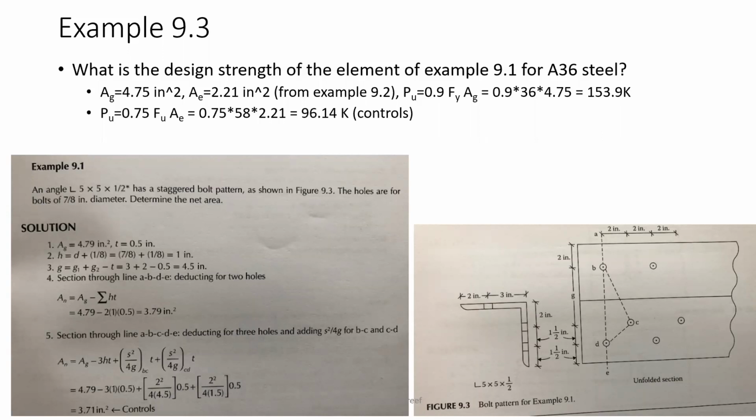In those previous two examples, we looked at how to find the net area and then the effective area. Now, why did we have to find those? Because we're going to use them in this example so we can find the design strength. Why do we have to find the design strength in this problem?